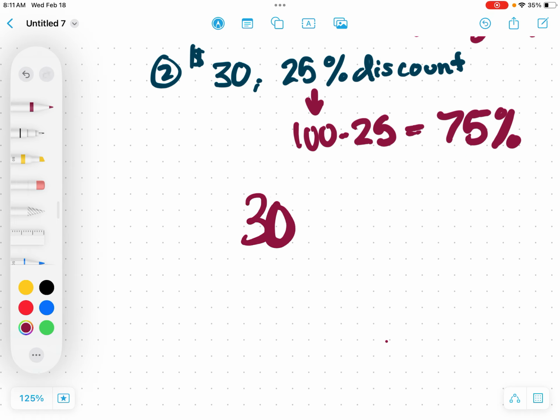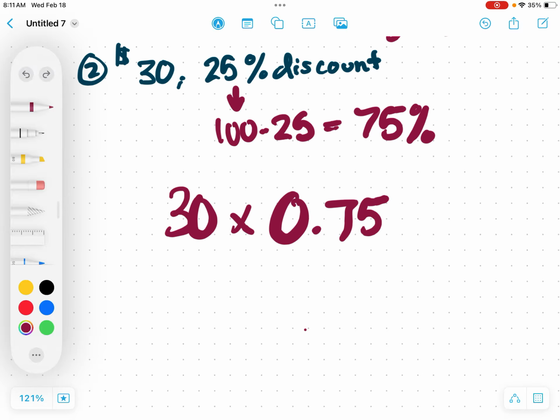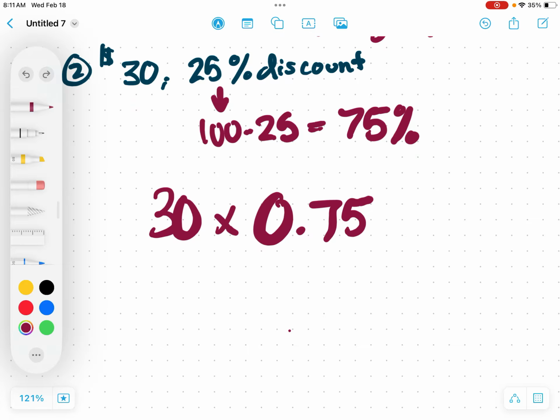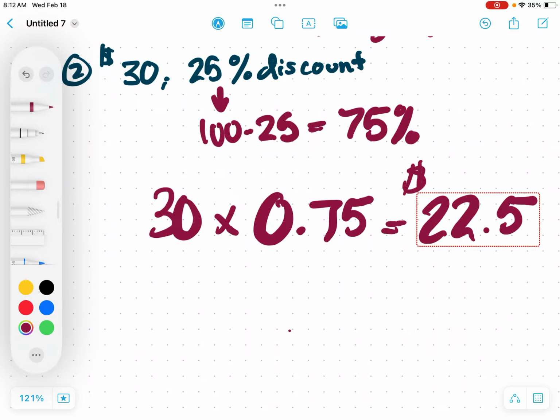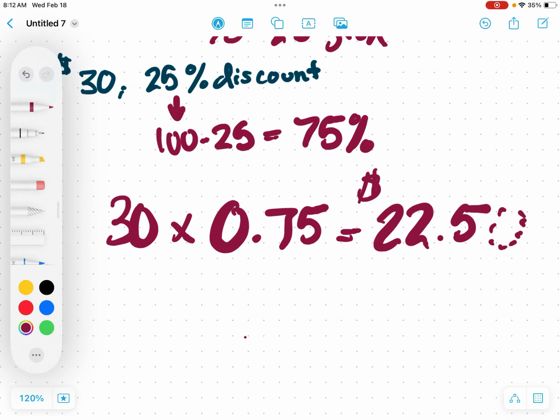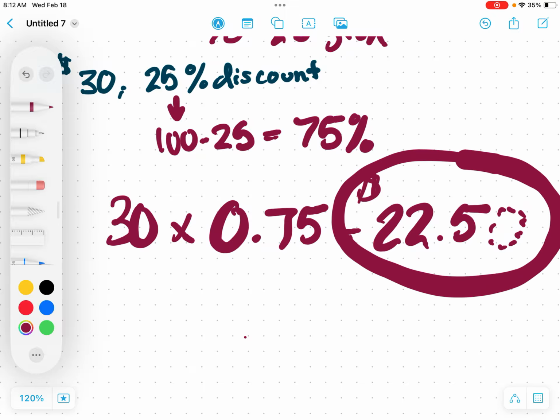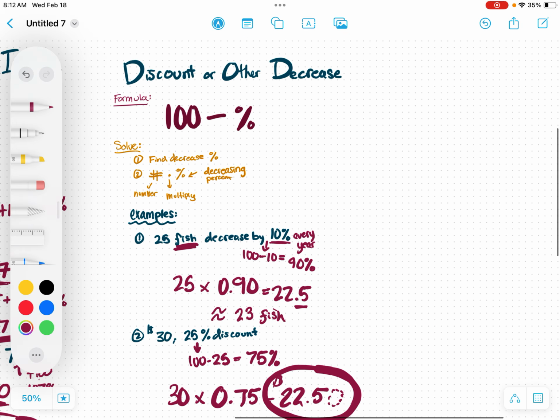So we would take 30 and multiply it by that percent as a decimal, because we can't multiply by percents directly. Multiply that into our calculator, and we would get 22 and 5/10. Since this is a price, we can go ahead and leave this just the way that it is. $22.50 would be my price with a 25% discount. And that's how you find a decreasing percent or discount.